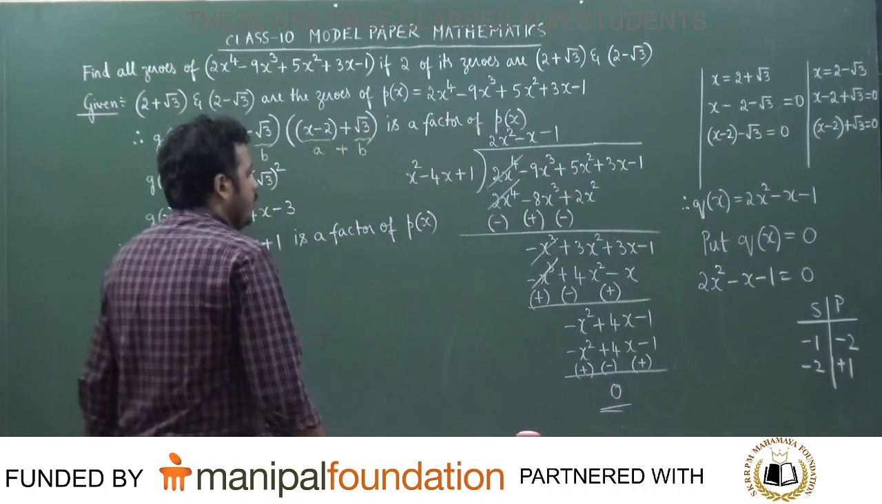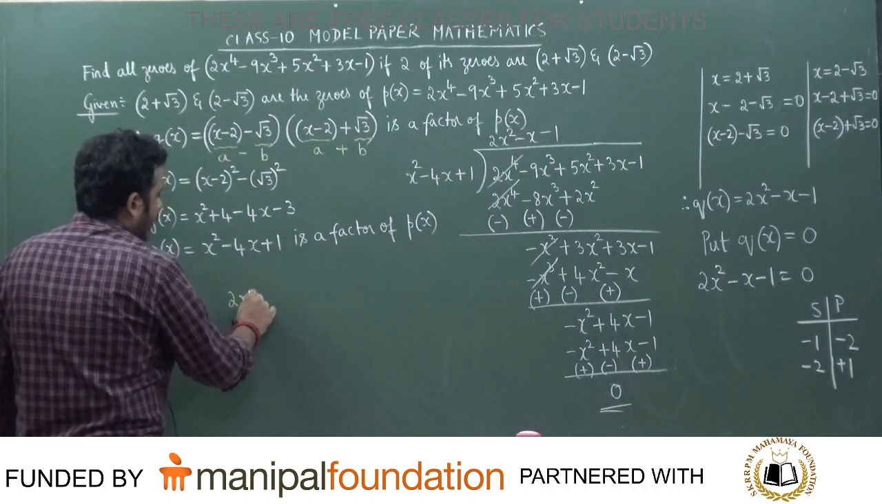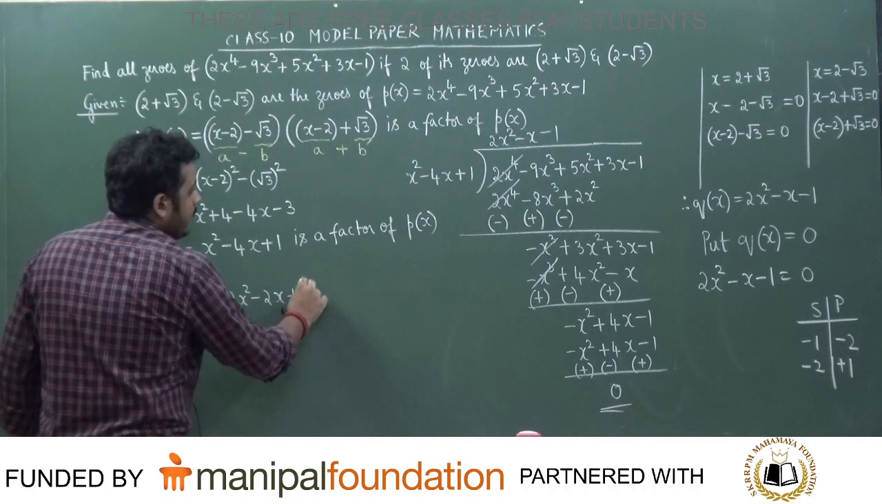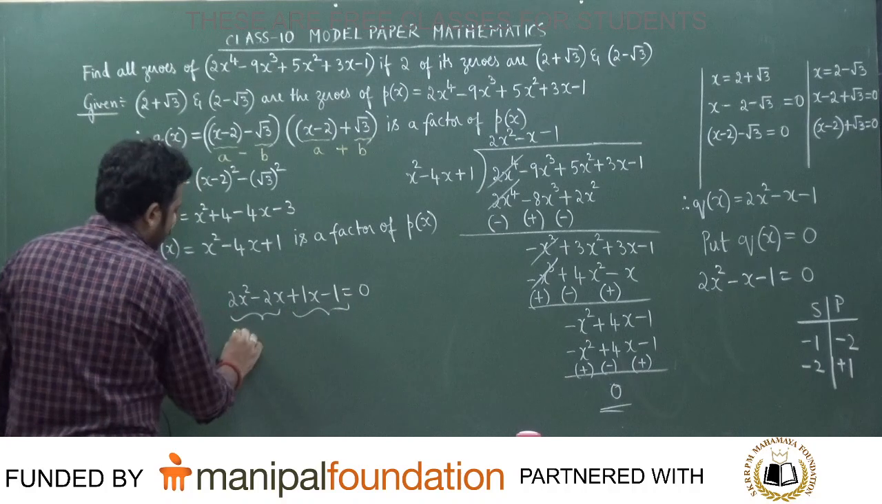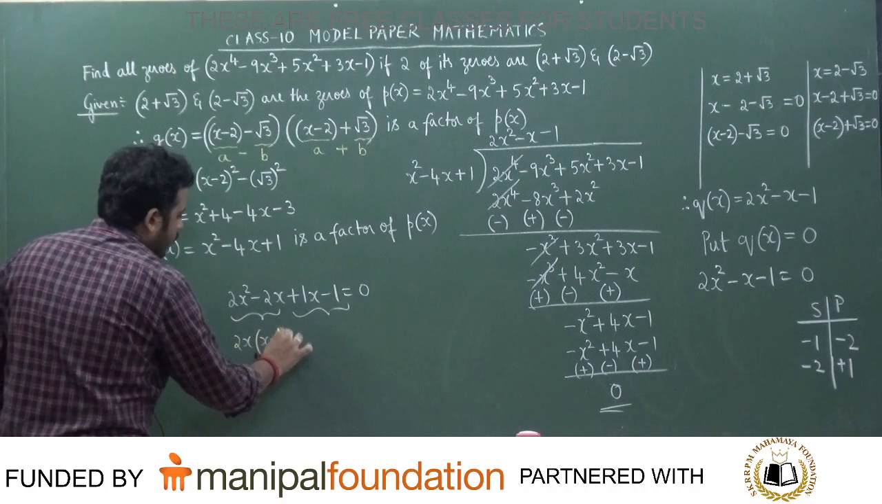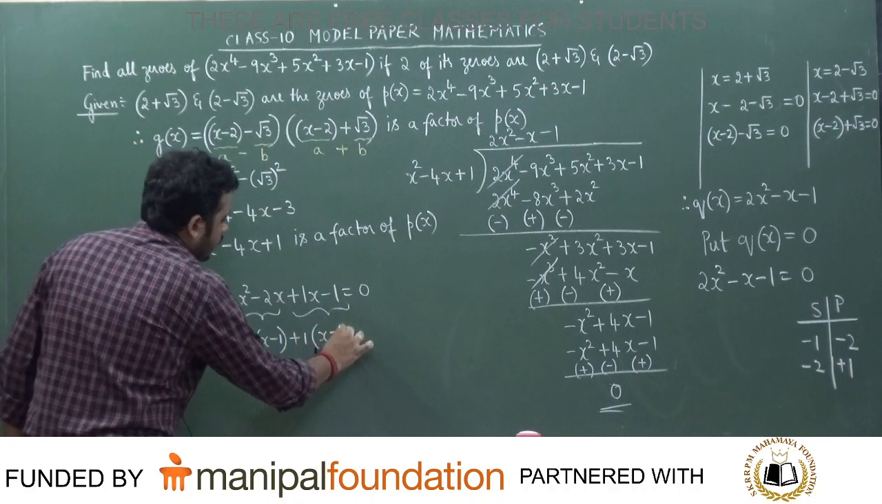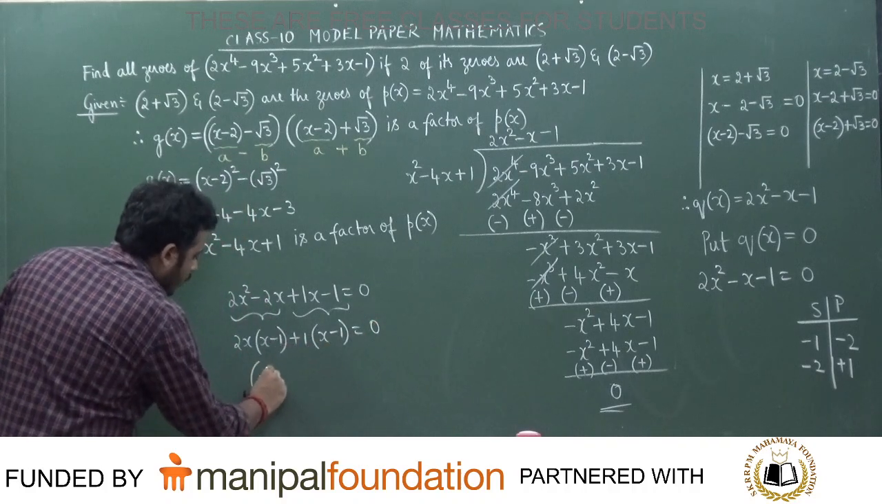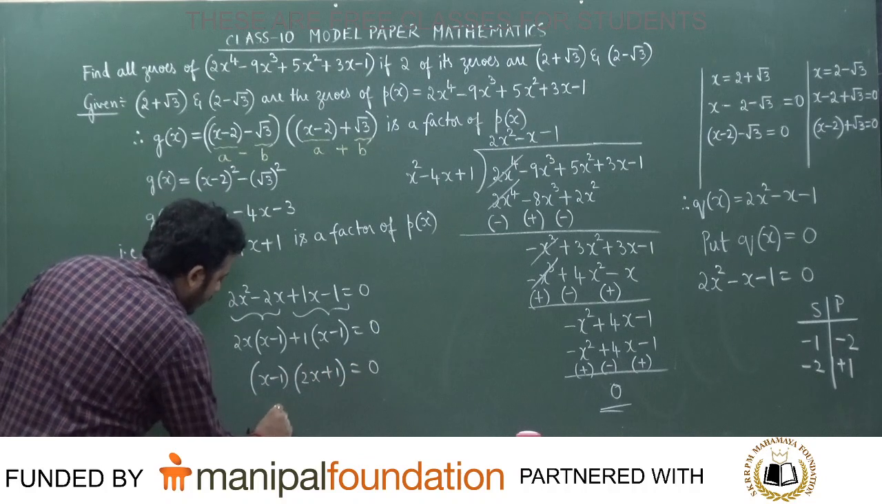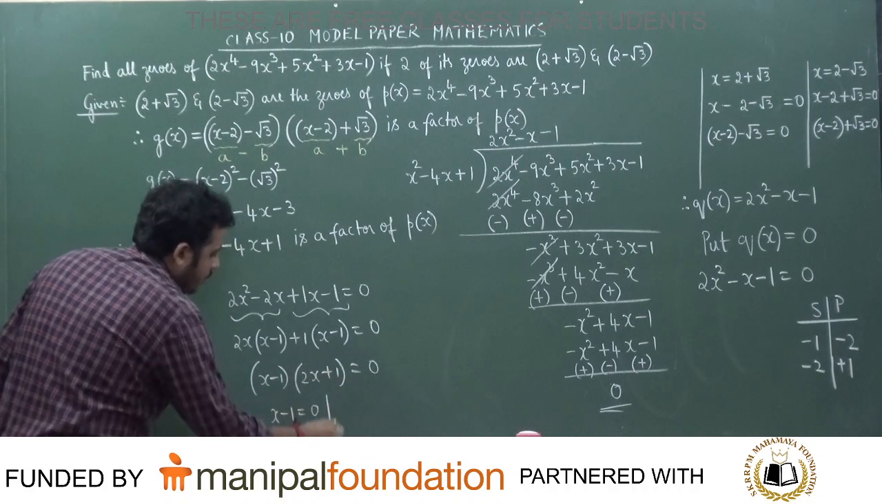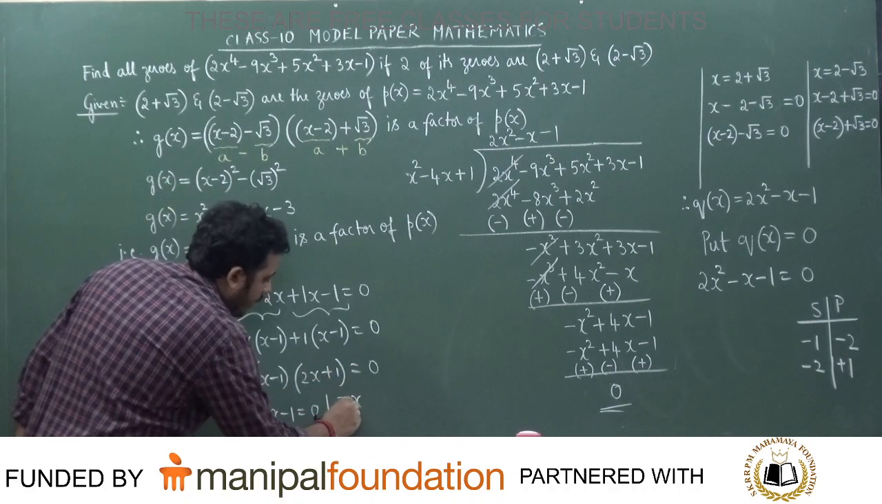Do you follow? So tell me, what is the answer that we get? 2x square minus 2x plus 1x minus 1, that is equal to 0. Take these two terms and take these two terms. 2x into x minus 1 plus 1 into x minus 1, that is equal to 0. So x minus 1 into 2x plus 1, that is equal to 0. So x minus 1 is equal to 0 or 2x plus 1 is equal to 0.